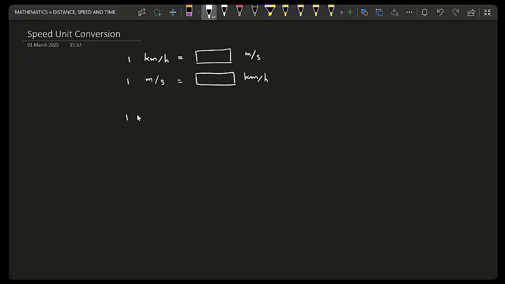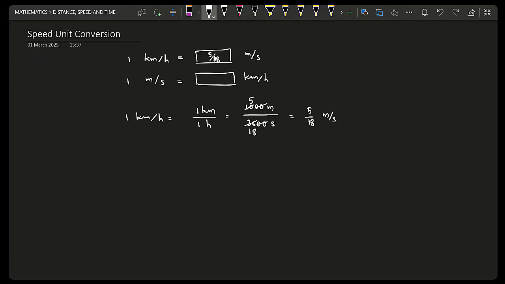First you take 1 kilometer per hour. This can be written as 1 kilometer divided by 1 hour. You want to convert kilometers into meters. 1 kilometer is equal to 1000 meters, so you write 1000 meters. And 1 hour is equal to how many seconds? 3600 seconds. So two zeros are going to cancel, 2 fives are 10 and 2 into 18 is 36, and we get 5 by 18 meters per second. That means 1 kilometer per hour is equal to 5 by 18 meters per second.